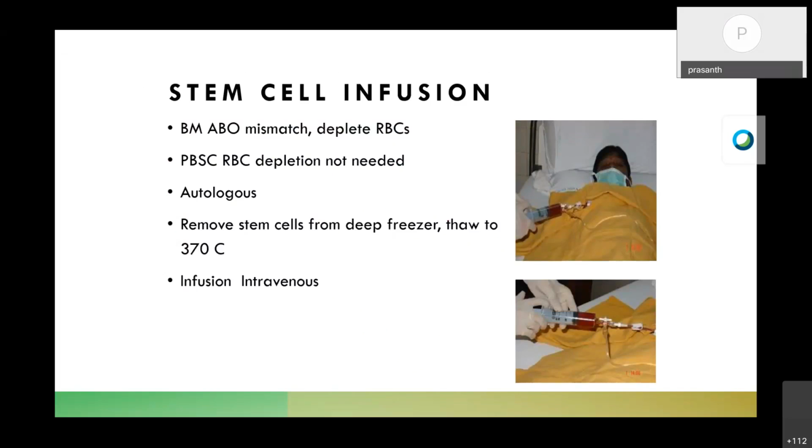Blood group matching is not a must for stem cell transplantation, but if there is a mismatch, we generally do some RBC depletion process so that there is no reaction during the stem cell infusion. Matching is not required because the new stem cells and the new blood which comes after the infusion of the stem cells, the blood group will change for the recipient. Again, for an autologous transplant, this is not an issue.